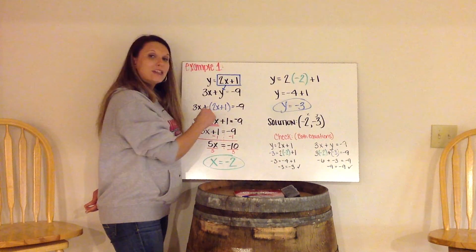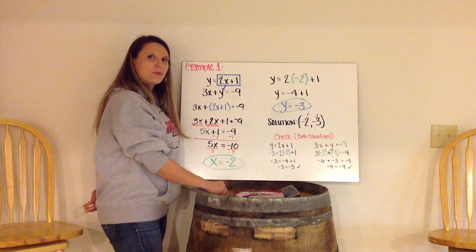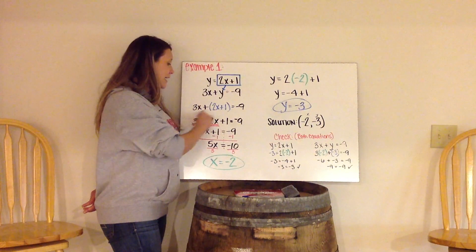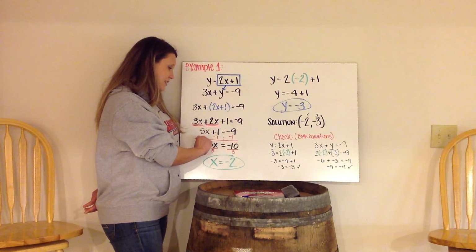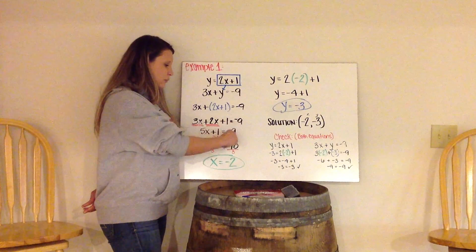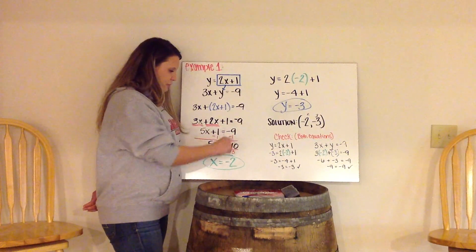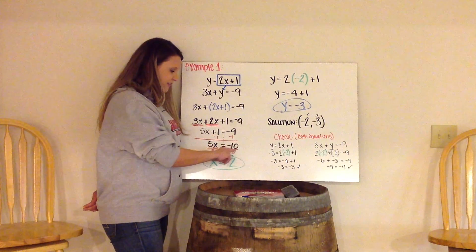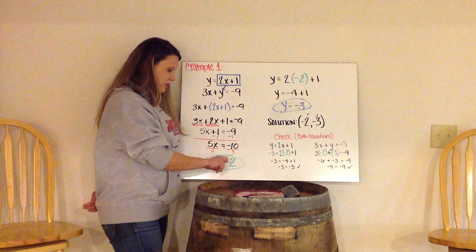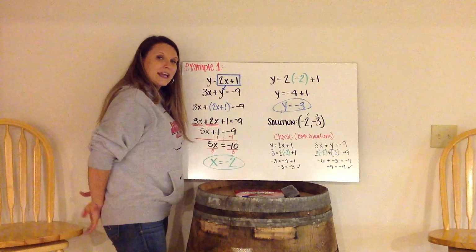When I do that, I don't have 2 different variables in that equation anymore. I only have one variable, x. And I can combine them and make 5x plus 1 is equal to negative 9. And then you can solve it just like you would a normal equation. We're going to subtract that 1 on both sides, leaving us with 5x equals negative 10. When you divide by 5, you are left with x equals negative 2.